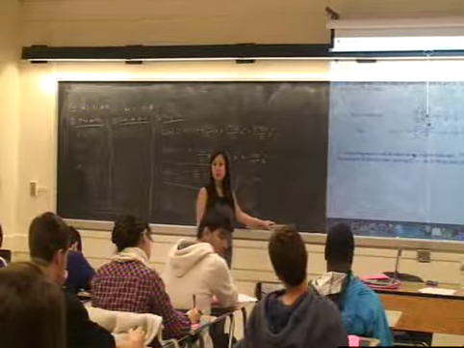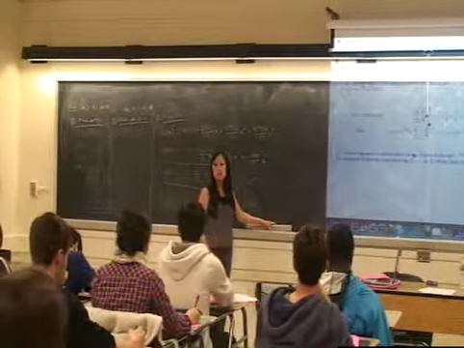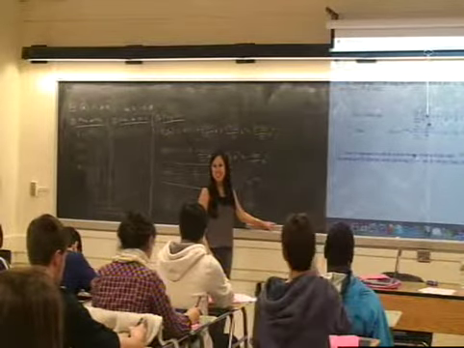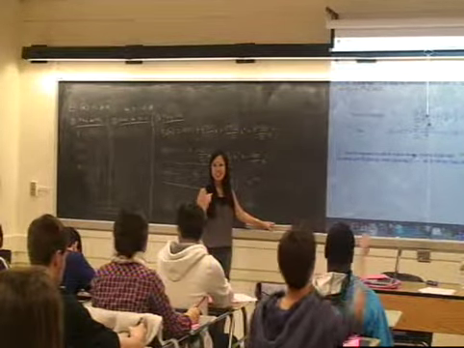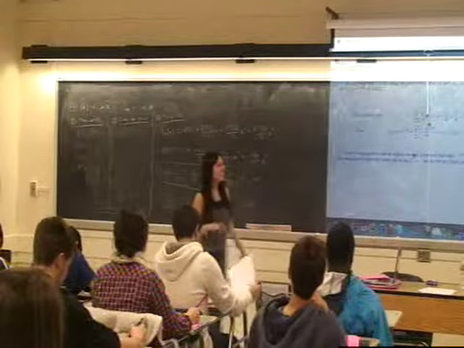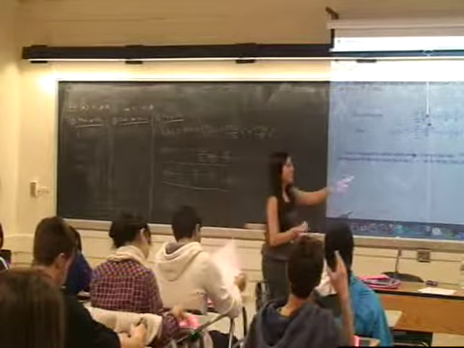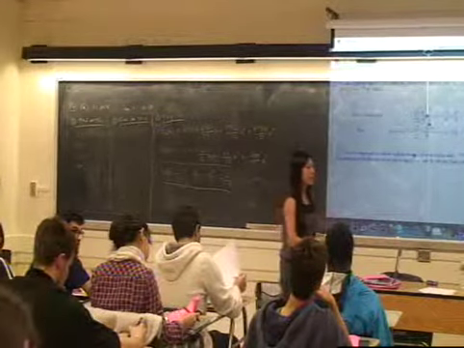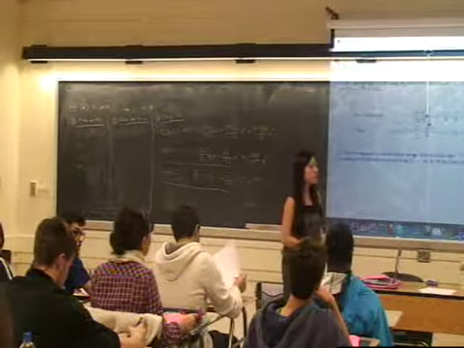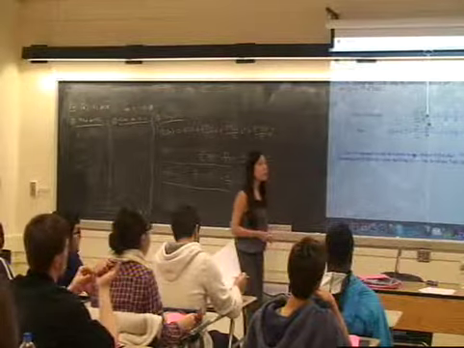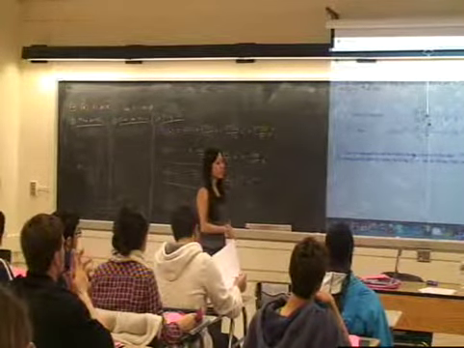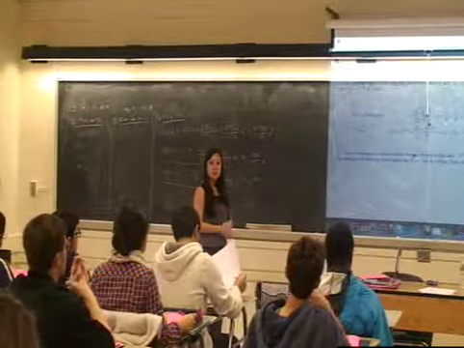Could you use the alternating series remainder theorem for this? With this one, it's e to the negative x over 2, right? Yes, you could, because it's an alternating series. If it's an alternating series, you could use the alternating series remainder theorem. However, I'm not going to have you do that. I'm just going to have you work with this new thing called Taylor's inequality. Okay?